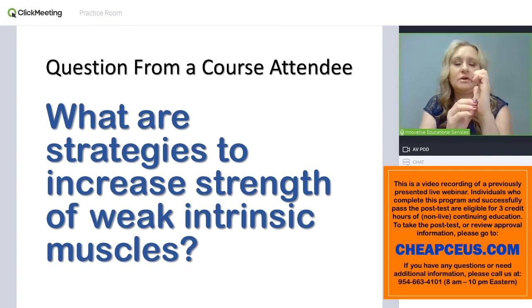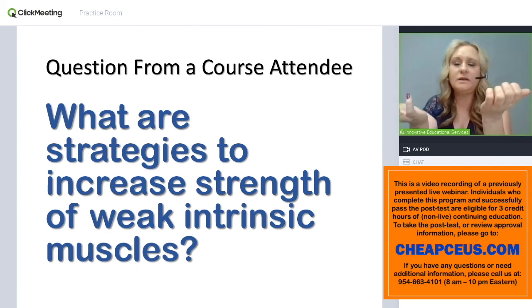So starting them in the hook, if you just tell them to push their fingers out, they're going to go right out into that tabletop position. So we're going to start in a hook position. We're going to ask them to push out, and that would be the exercise to focus on our lumbricals, this position.